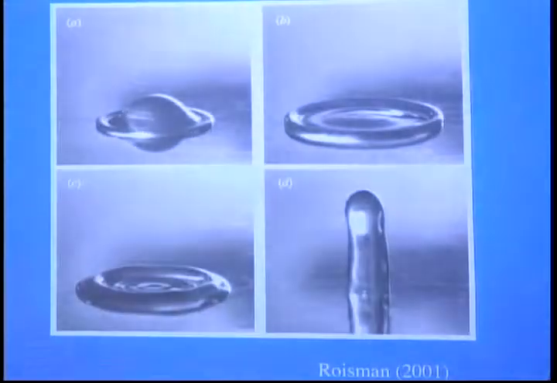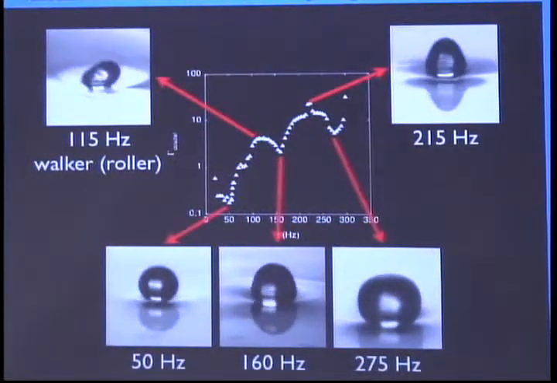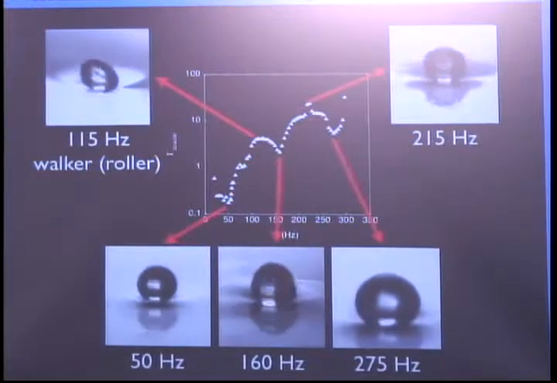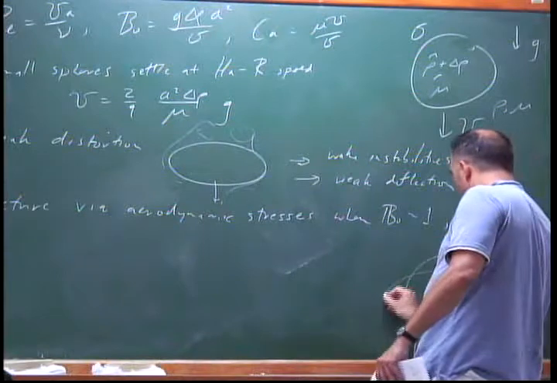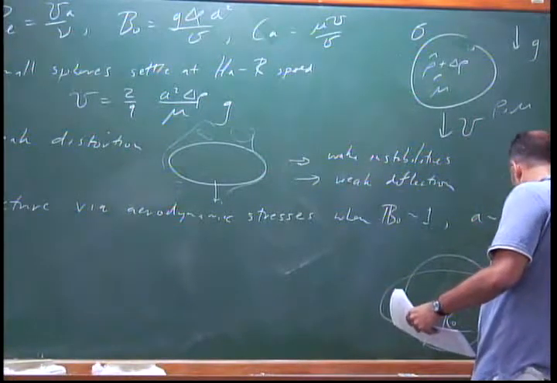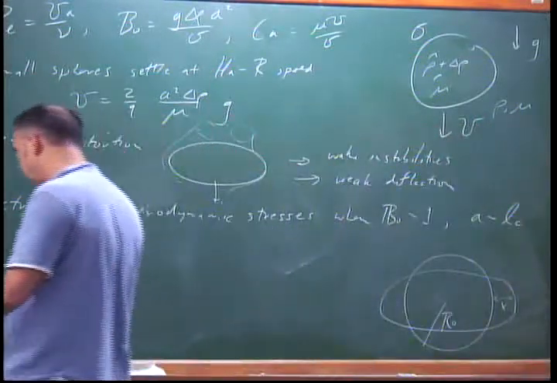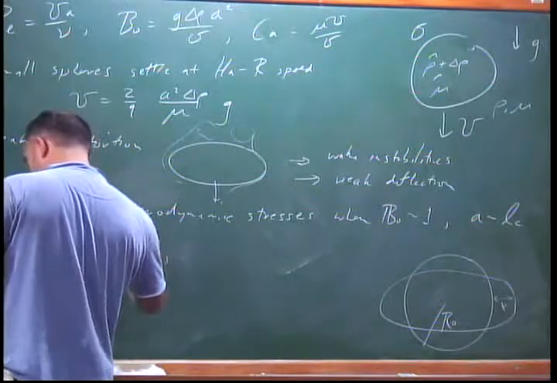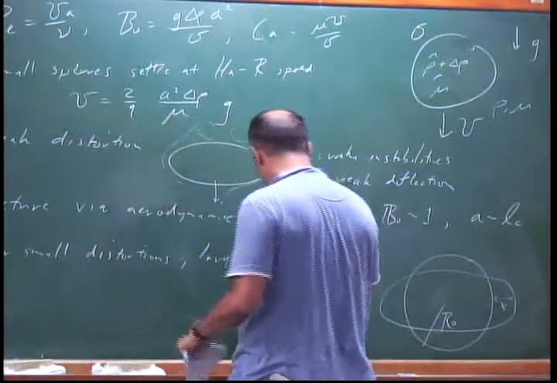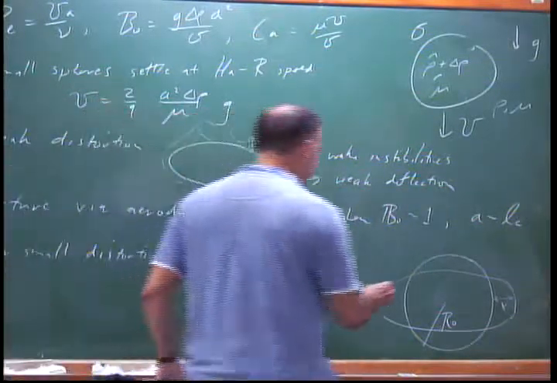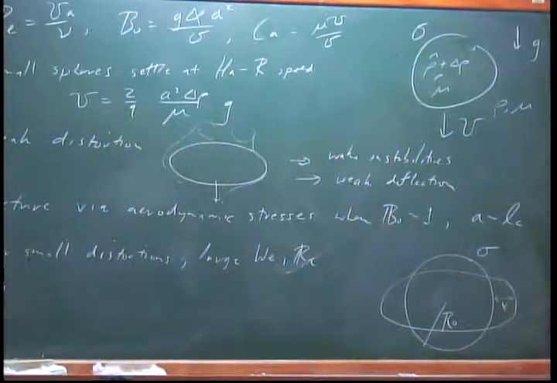Okay, so let's look and see how we rationalize this natural frequency. If this is our drop, just imagine there are small distortions, but the initial radius is r naught, and this deflection here is x. Imagine we have large Weber number and Reynolds number, so we can neglect viscosity, and we're basically thinking of a balance between inertia and surface tension.